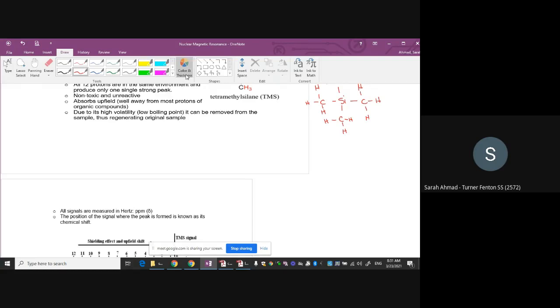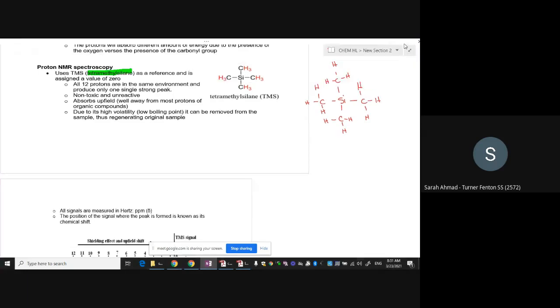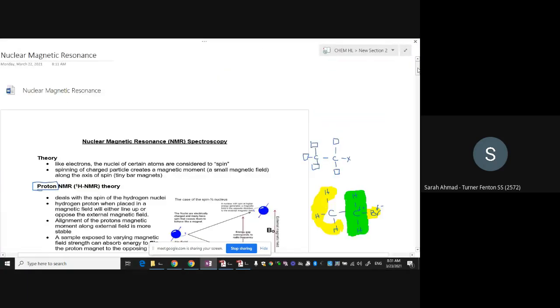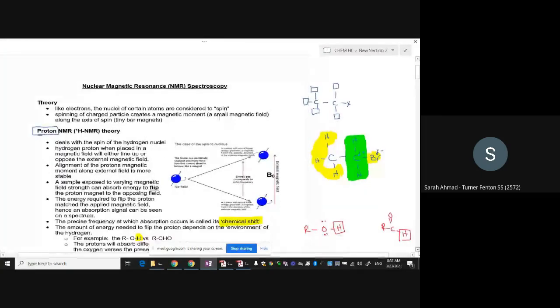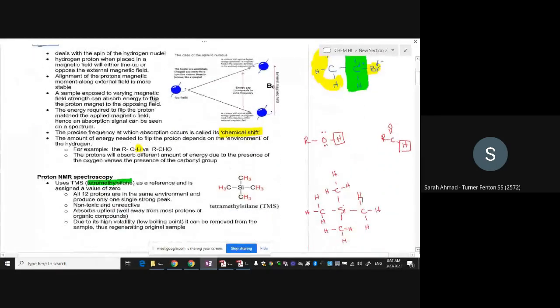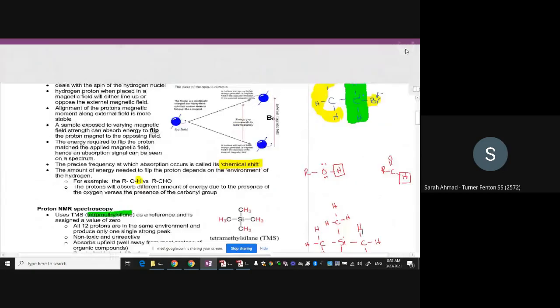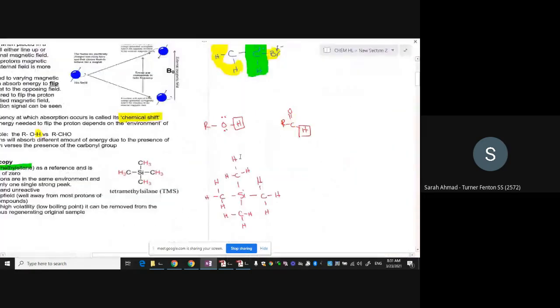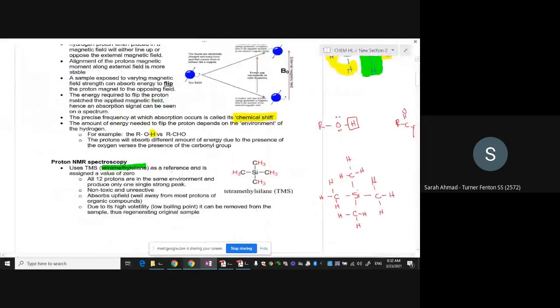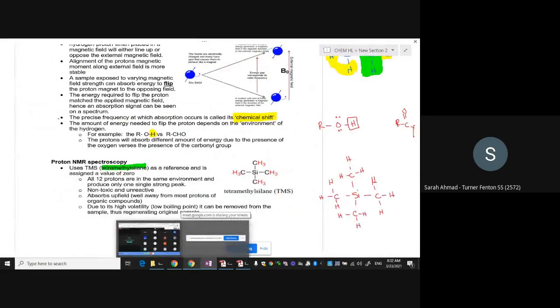Okay, so when you take these 12 hydrogens and you look at it, because the environment is similar, there's only one peak that's generated. All the hydrogens are the same. And so what they did was they said, fine, if all the hydrogens are the same, then we're going to assign it a value of 0.